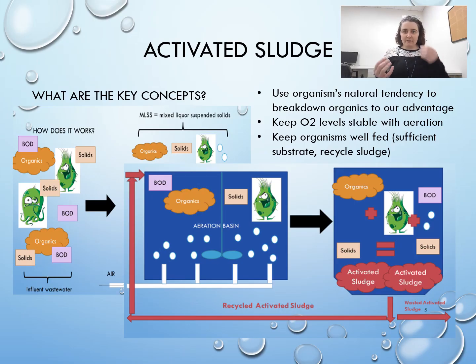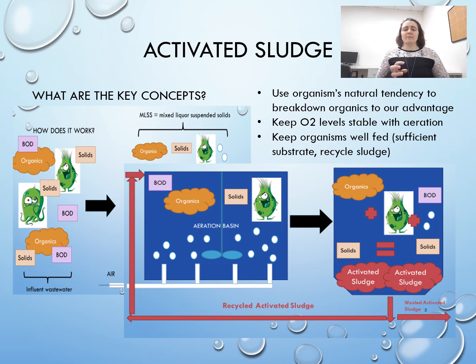So key concepts here that we need to be aware of. Activated sludge uses an organism's natural tendency to break down organics to our advantage, right? So this is what they do naturally. That's what we want them to do in the system. We want to keep our oxygen levels stable with aeration. This is going to be really important because if you have high BOD content, we're going to consume lots of oxygen in the water. And we want to have enough oxygen that the organisms can still perform cellular respiration.